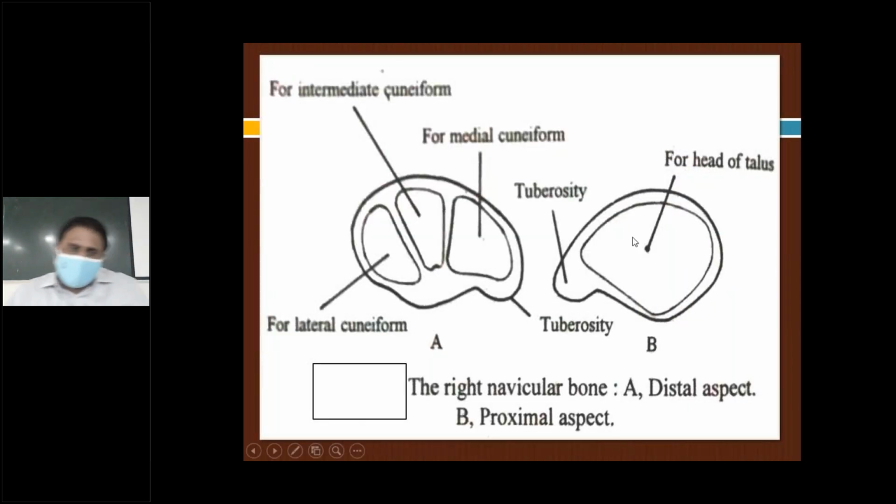Let me show this figure. There are three articular facets for the three cuneiforms: the lateral cuneiform facet laterally, the intermediate cuneiform facet, and the medial cuneiform facet. This is the distal aspect of the navicular. Now the proximal aspect is a pear-shaped head for the talus. And this is the tuberosity.